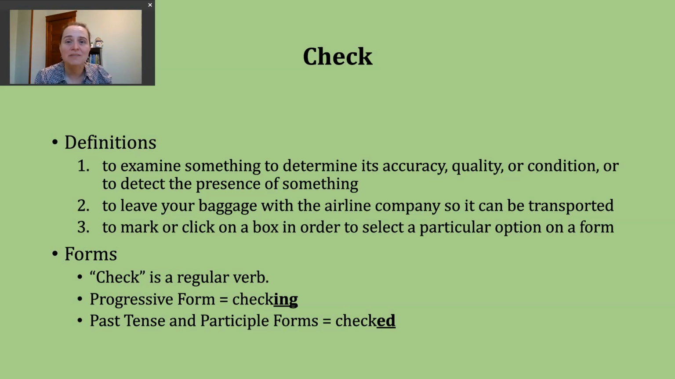Is it accurate, right? Check is something you might be doing at work, or maybe you have a supervisor that checks your work to see, is it of a good quality? Is your work in a good condition? Okay. There are other times that we are trying to detect the presence of something. So maybe you're baking something. Good example there, right? You want to check the oven, right? So see how it's doing. That would kind of fit that last part of the first definition.